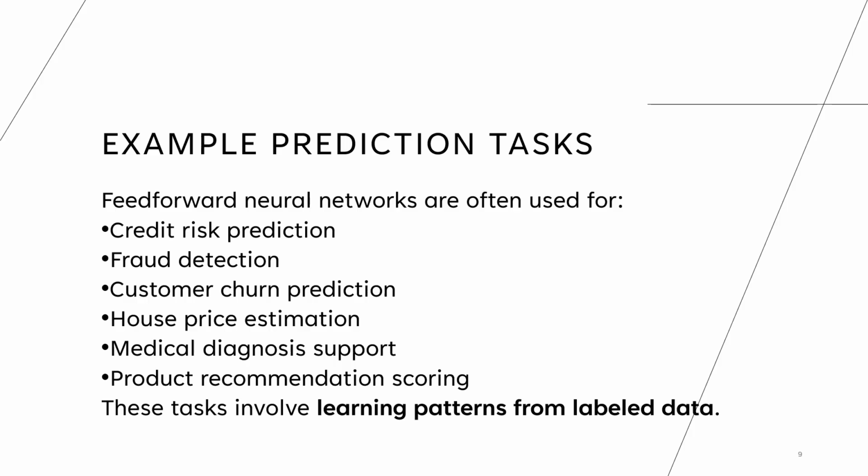Feedforward networks can also be used to estimate house prices based on factors such as location, size, and property characteristics. In healthcare, neural networks may assist with medical diagnosis by analyzing patient data and identifying patterns associated with specific conditions. They can also be used in recommendation systems to score and rank products that may interest a user. All of these applications share a common idea. The network learns patterns from labeled data and uses those patterns to make predictions about new inputs.